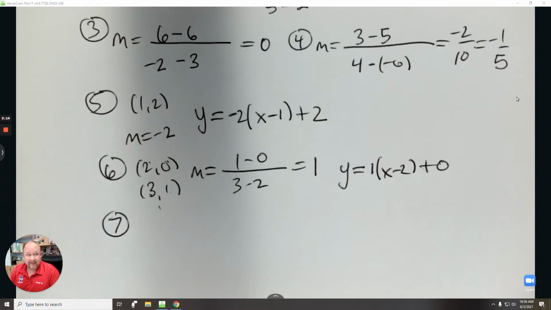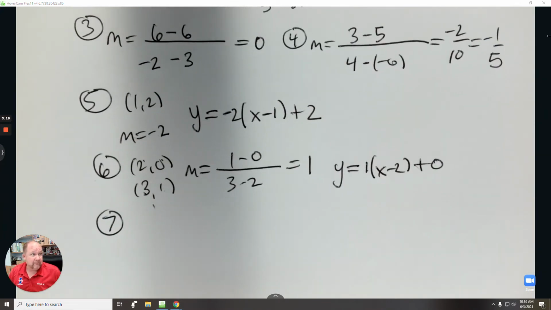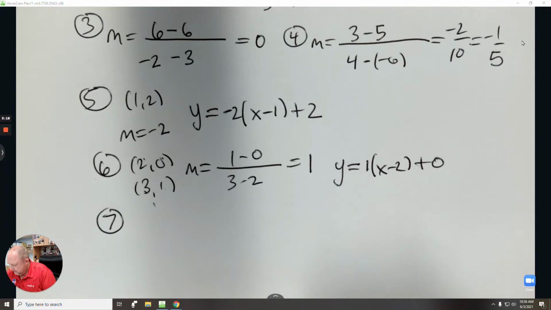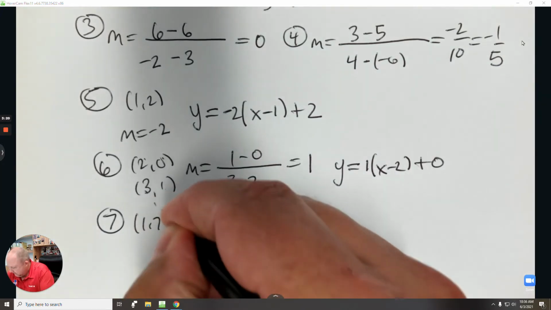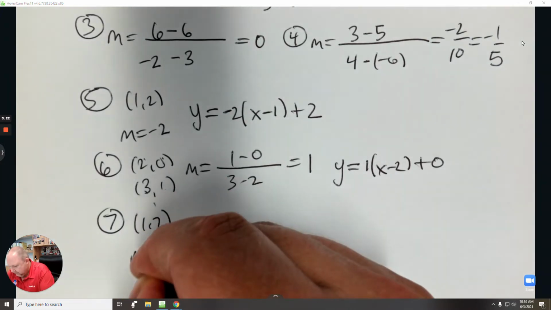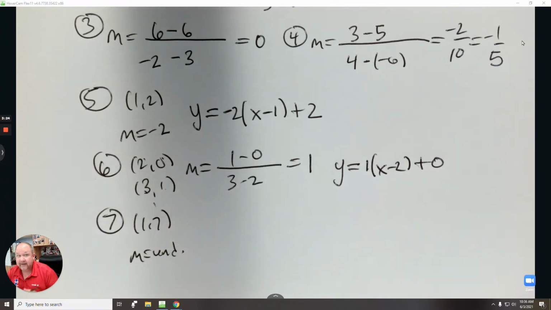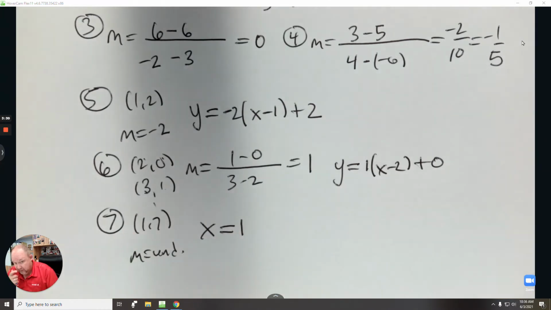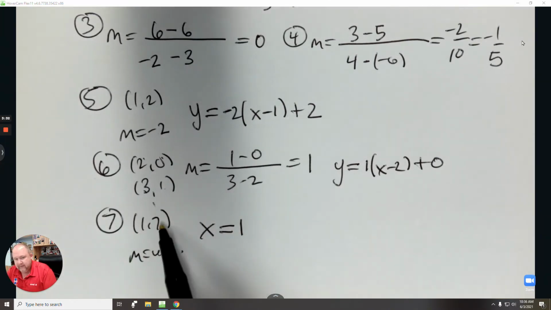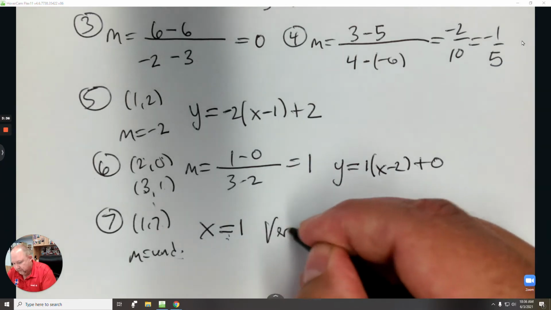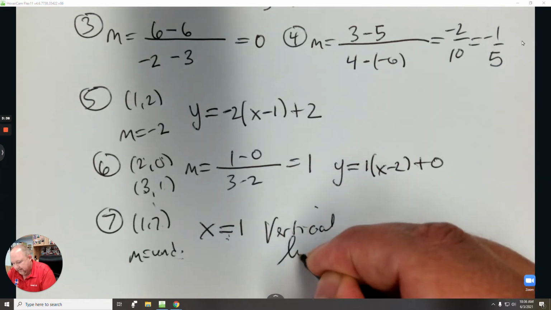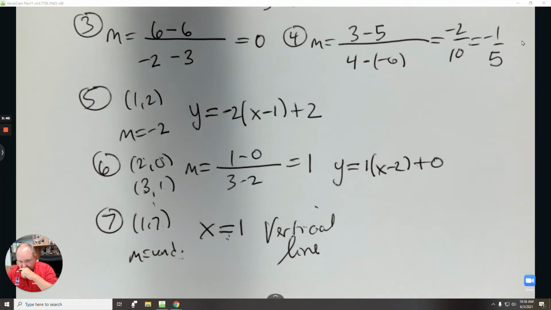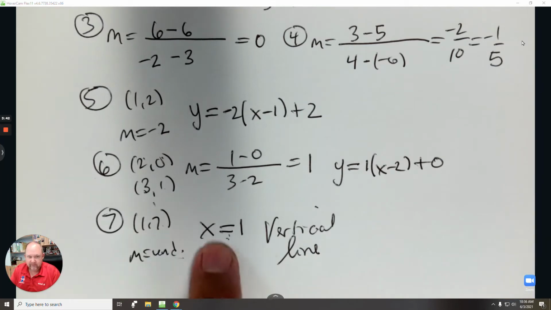Question number 7. Again, the best is for you to press pause and try it first. Then let me help you through it. So (1, 7) and a slope that's undefined. Now a slope that's undefined means a vertical line. That's just x equals the x value only. So a line that goes through this point and the slope is undefined, that is a vertical line. And that's the way you write a vertical line. And I only need the x coordinate to write it down.